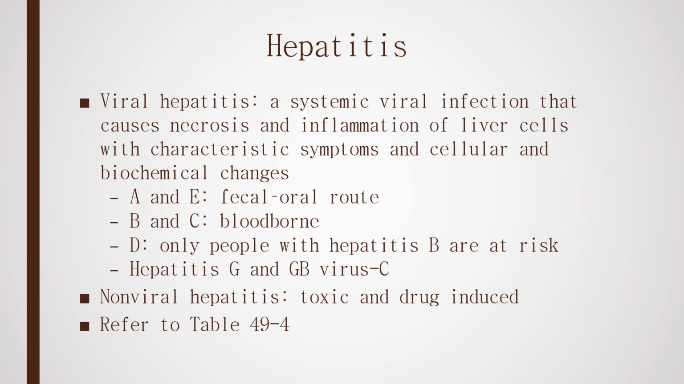Viral hepatitis is a systemic viral infection which causes necrosis and inflammation of the liver cells, which also produces a characteristic cluster of clinical, biochemical, and cellular changes. And there are 5 types of viral hepatitis that we are going to discuss in this lecture, which cause liver disease, and they are hepatitis A, B, C, D, and E.